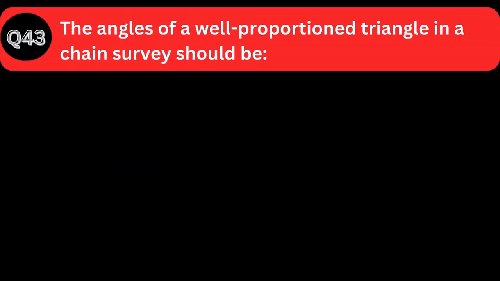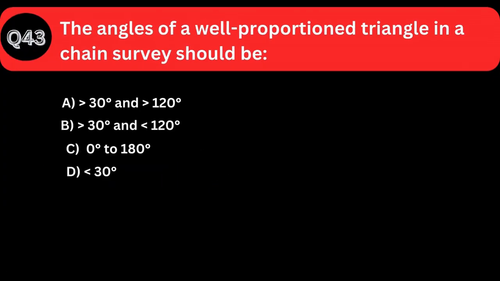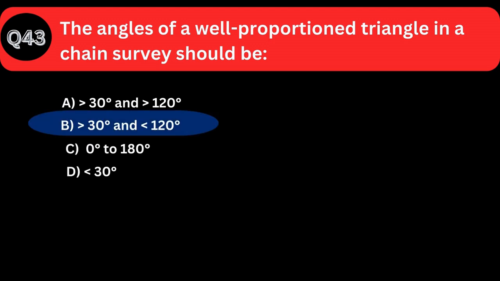The angles of a well-proportioned triangle in a chain survey should be? Options A, more than 30 degrees and 120 degrees, B, more than 30 degrees and less than 120 degrees, C, 0 to 180 degrees, D, less than 30 degrees. Answer B. More than 30 degrees and less than 120 degrees.